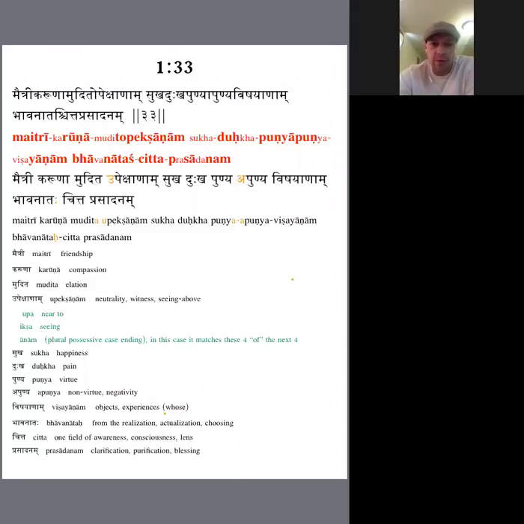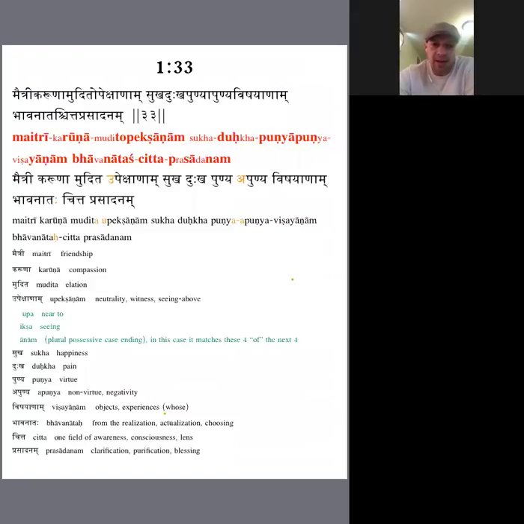Karuna matches up with Dukkha. Mudita matches up with Punya. And Upeksha matches up with Apunya. What it's saying is that one way I can clarify my chitta, clarify my consciousness.